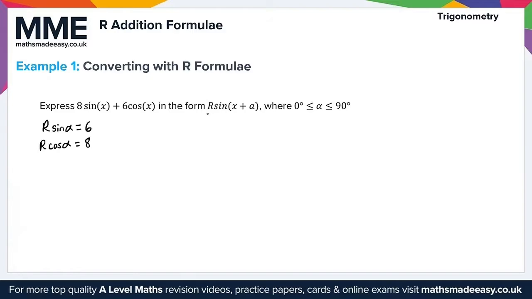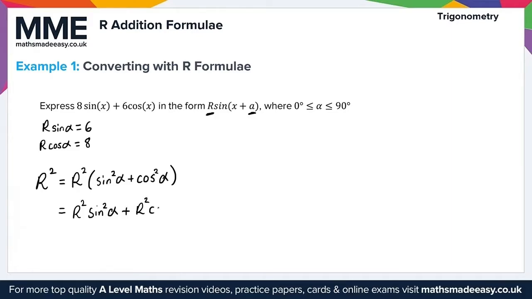Okay, so now we've assigned the appropriate values here, we need to work out R, and we need to work out alpha. Now to work out R, we can simply do this, working out R squared first, which is equal to R squared times sin squared alpha plus cos squared alpha. Well, in this case, if we expand this bracket here, we obtain R squared sin squared alpha, and then we're going to obtain R squared cos squared alpha.